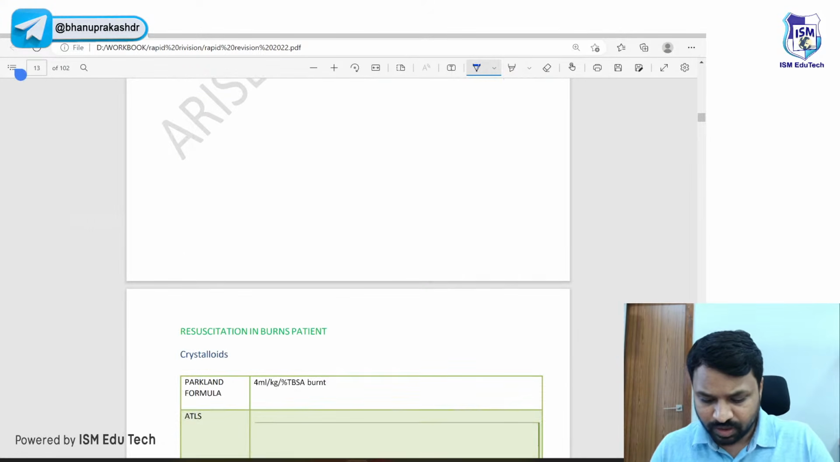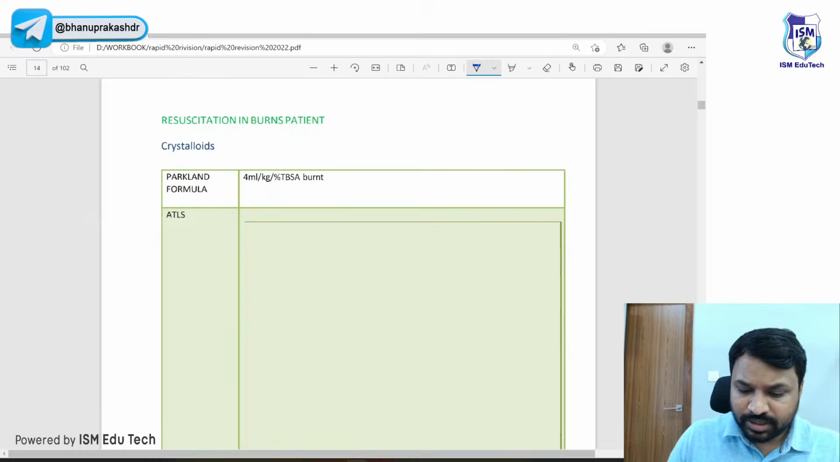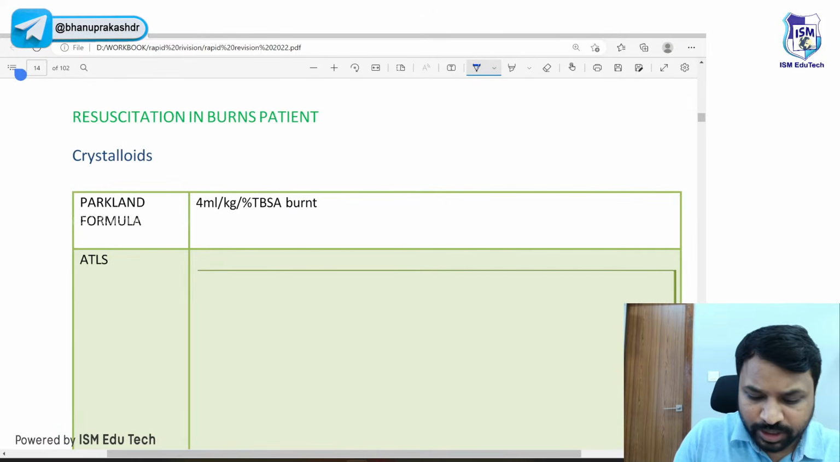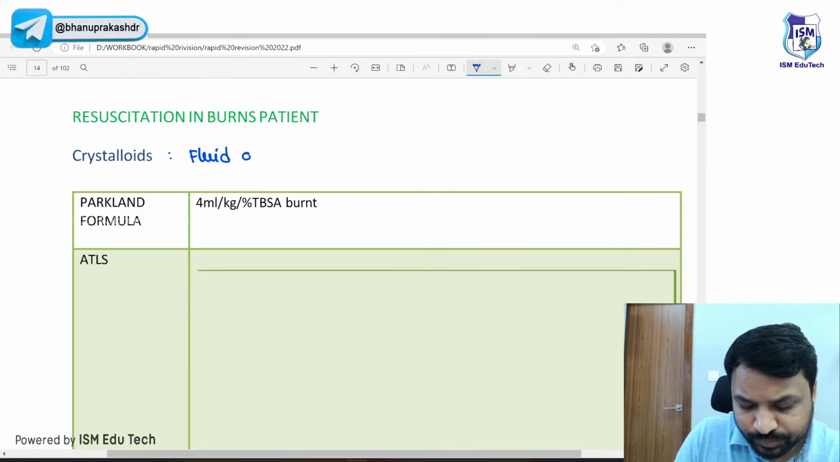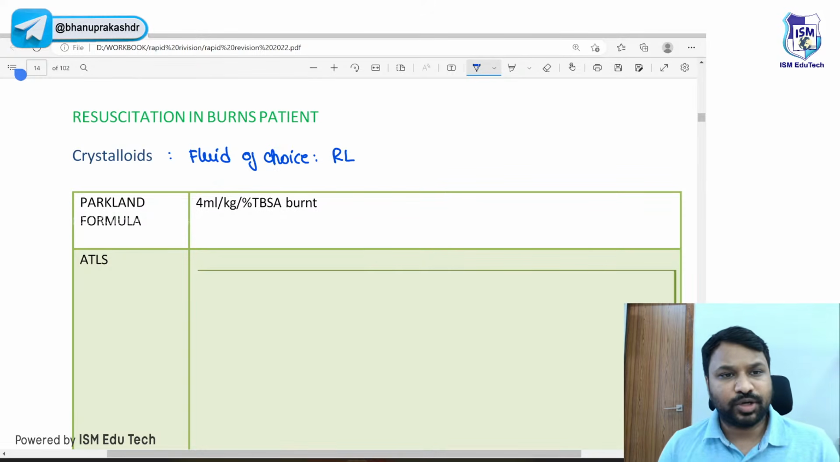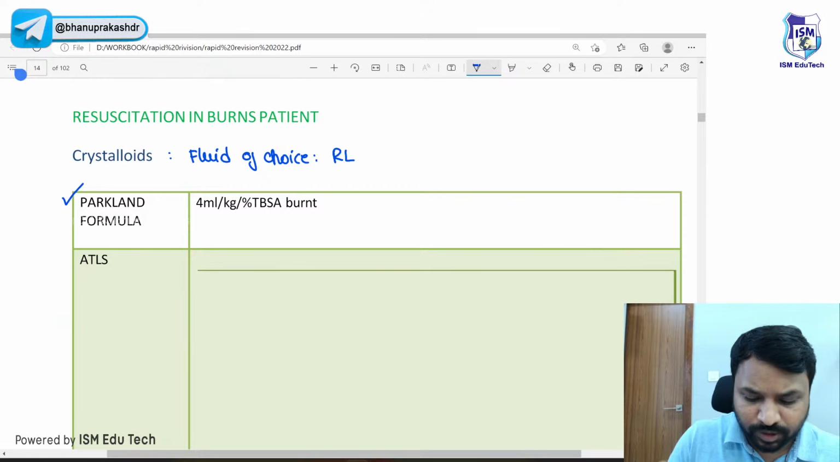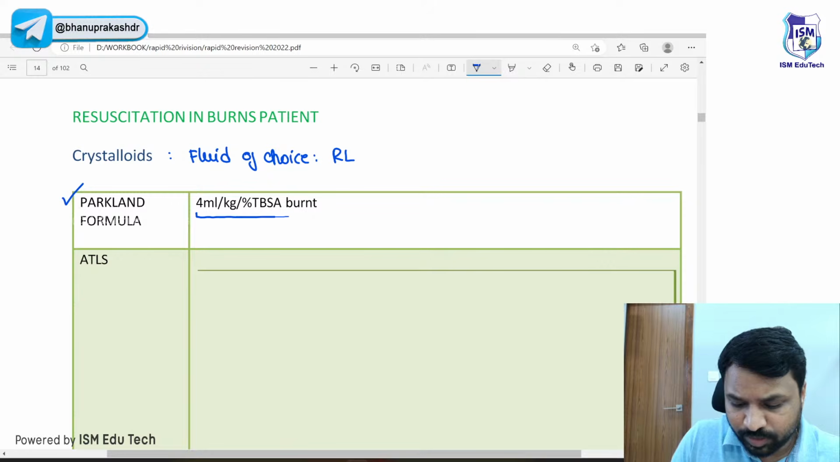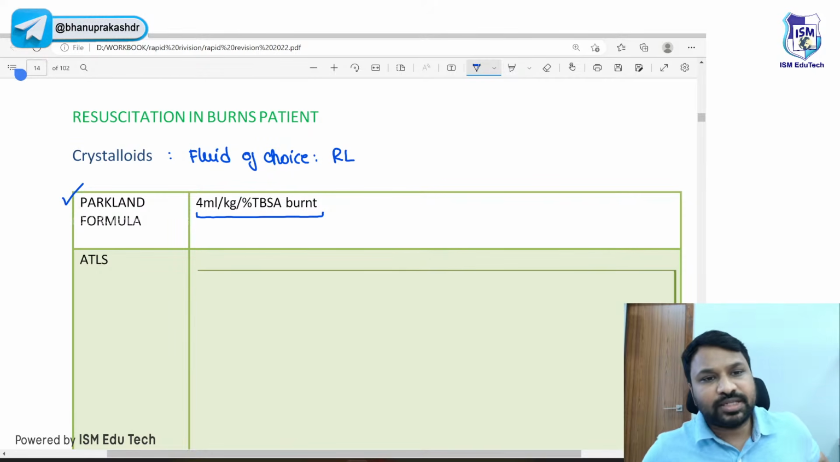Now, in burn resuscitation, we all know the fluid of choice for burn resuscitation is going to be Ringer lactate, and we have a Parkland formula for resuscitation, that is 4 ml per kg per percentage of body surface area burnt.